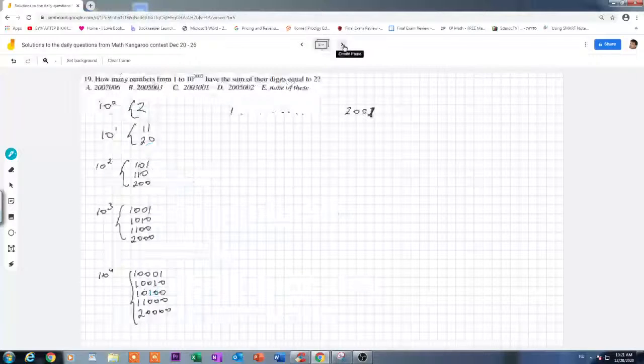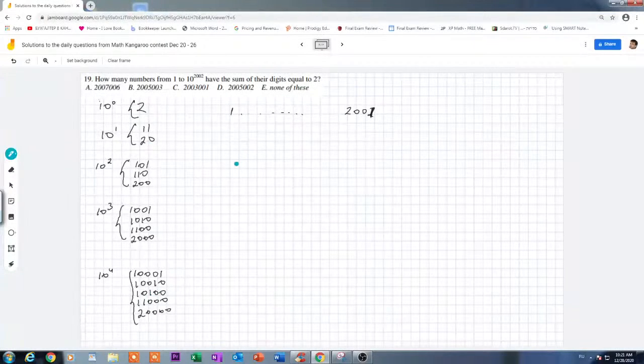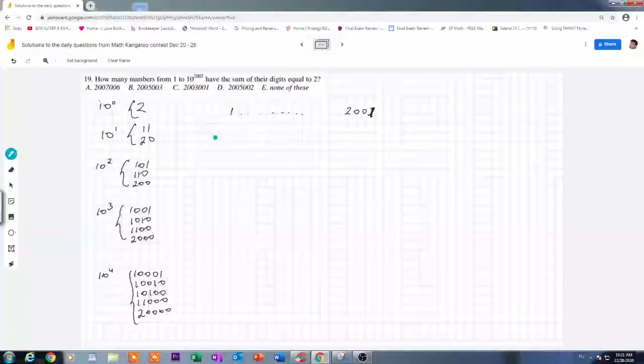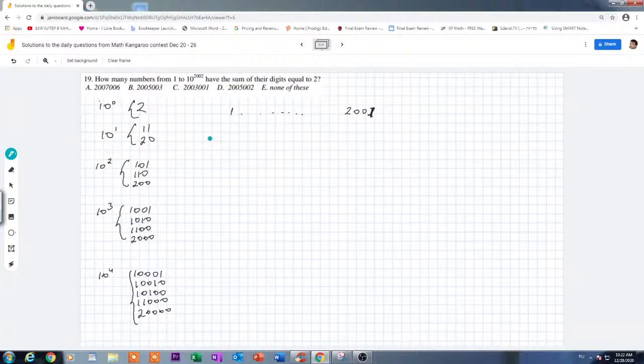And the last question, it's a little bit tricky. So it was kind of a hard question, right? How many numbers from 1 to 10 to the power of 2002 have the sum of their digits equal to 2?